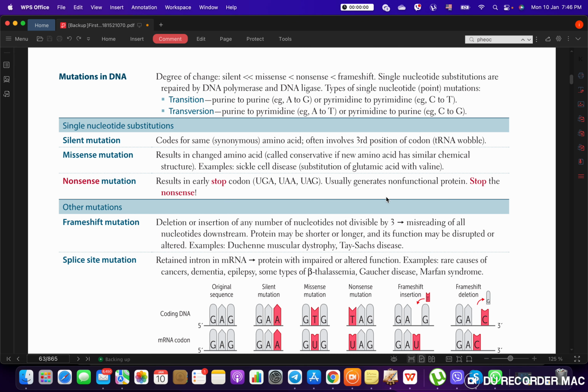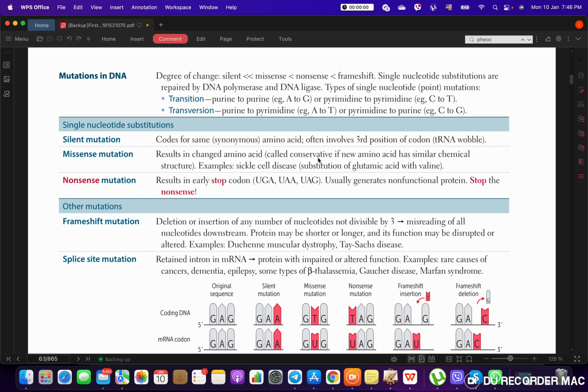Absolutely. It leads to sickle cell disease. Thus, we cannot say that it's a conservative one. This is a non-conservative type of missense mutation. Okay, the next one is stop, the nonsense. The nonsense mutation results in a stop codon.